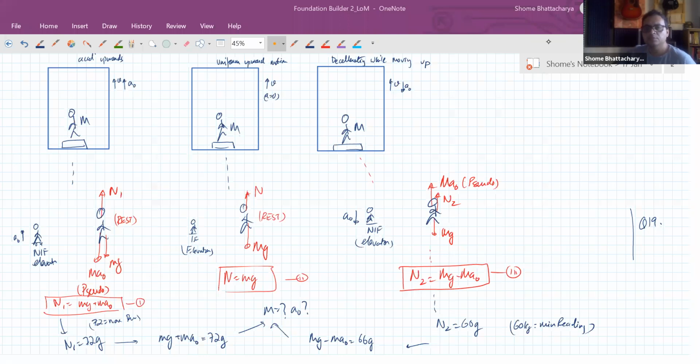So let's say you're doing the experiment and you're noting down the readings of the weighing machine. The reading will tell you that in one case you're getting a very large reading, and in the other case you're getting a lesser reading than the true weight. In the case where you're getting a larger reading, the pseudo force must be downwards. It must be pushing you down, so your normal reaction is increasing. So that's how you know that that is the case where the acceleration is upwards.